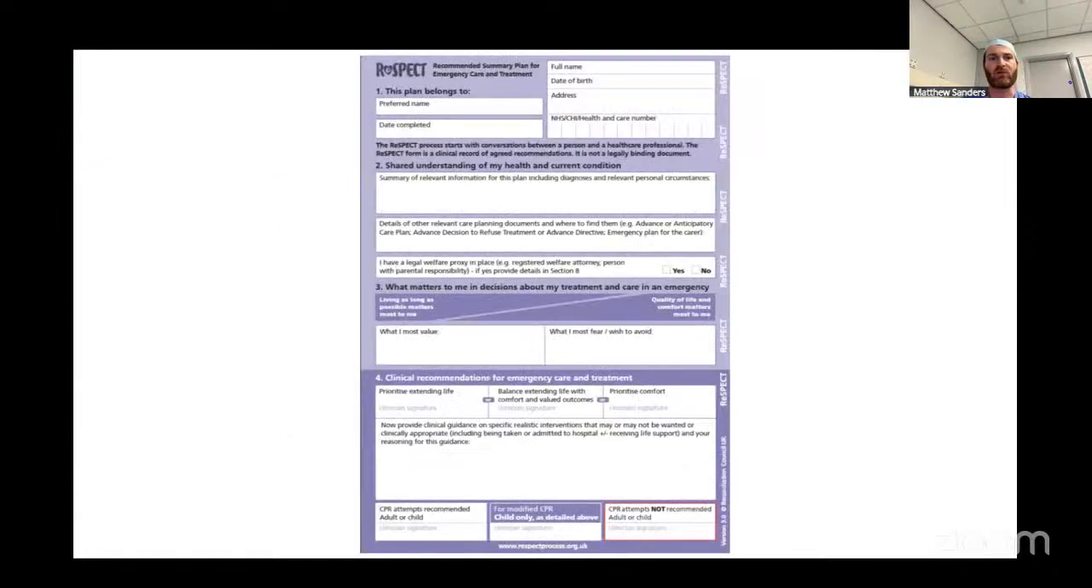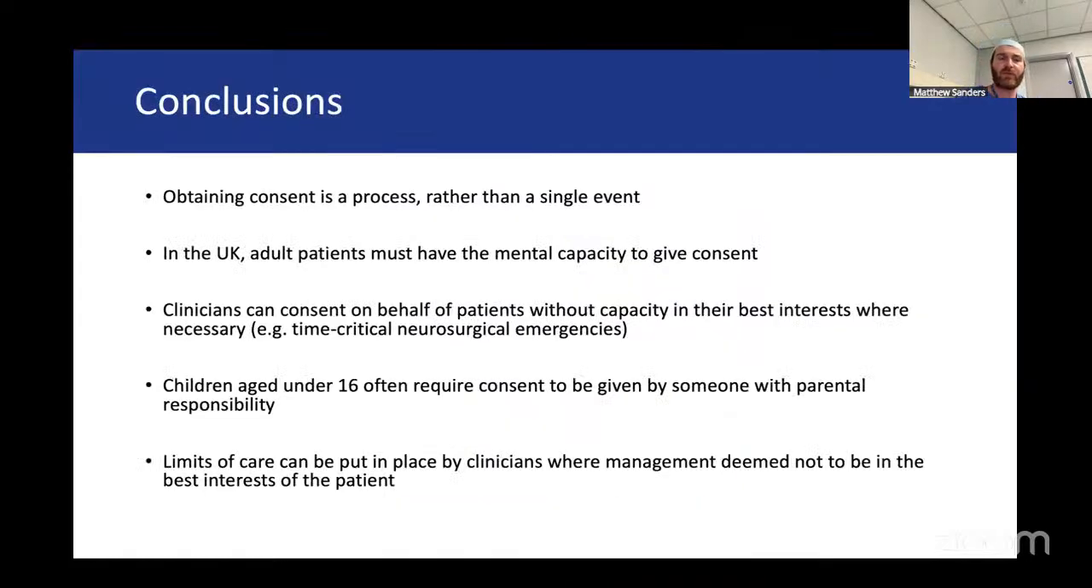This is an example of the ReSPECT forms that we use in the UK. And this essentially is a guide for clinicians when an individual may come into hospital as to what their wishes may be in a scenario where the patient may be coming towards the end of their life. So, in conclusion, it's important to note that consent is a process and is not a single event that we obtain immediately prior to surgery.